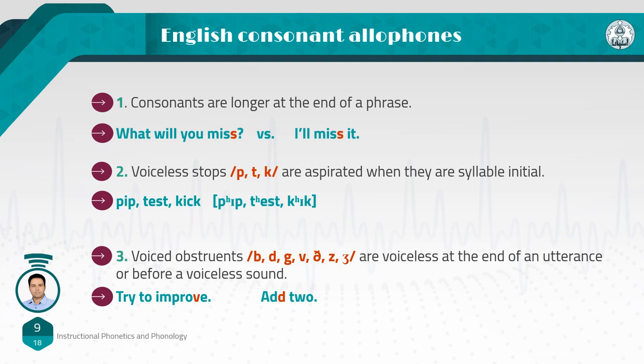Try to improve. The other example is add to. Here, d is an obstruent and it comes before a voiceless sound, t in to. So you hear something like add to, something which is like t and it is voiceless. Why? Because this obstruent d comes before t, which is a voiceless sound, and then it leads to a voiceless sound for d.